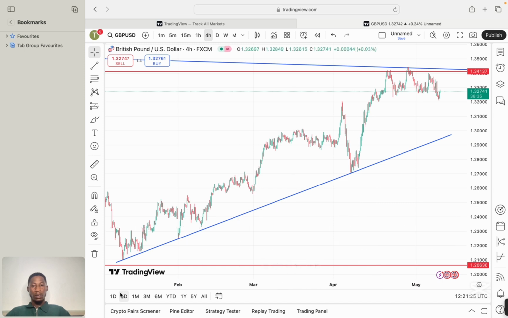So this is my trend line. You can see this trend line has been tested. This is the first trough, the second trough, and this is the third bounce of this trend line. You can see we trade the third bounce of every trend line.